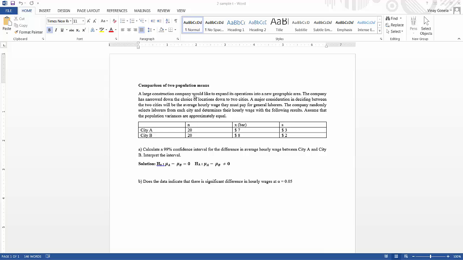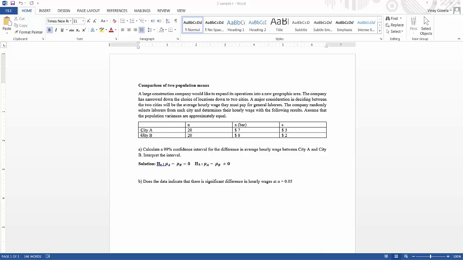A large construction company would like to expand its operation into a new geographic area. The company has narrowed down the choice of locations to two cities. A major consideration in deciding between the two cities will be the average hourly wage they must pay for general laborers. The company randomly selects laborers from each city and determines their hourly wage with the following results. Assume the population variances are approximately equal.